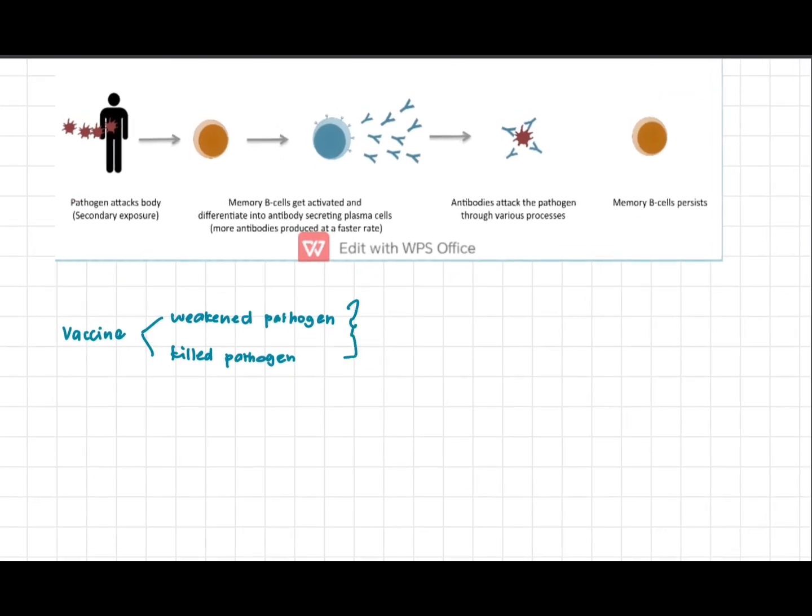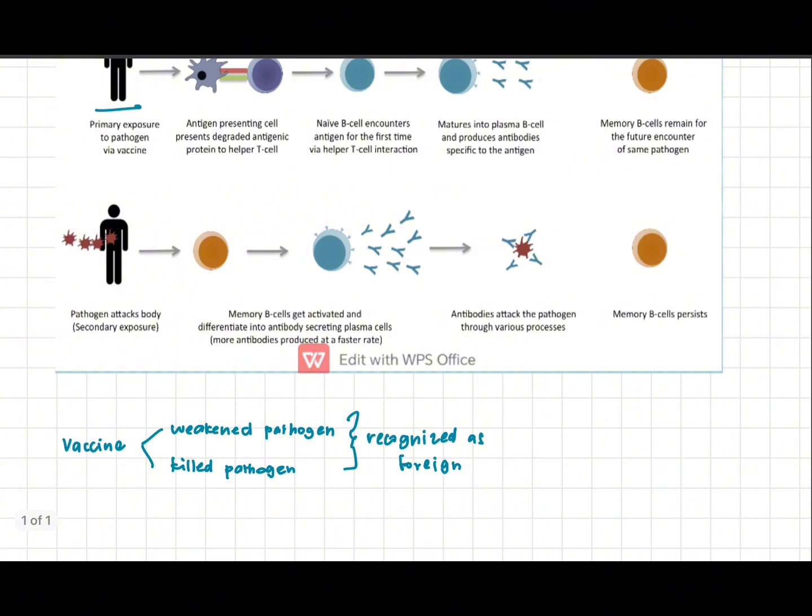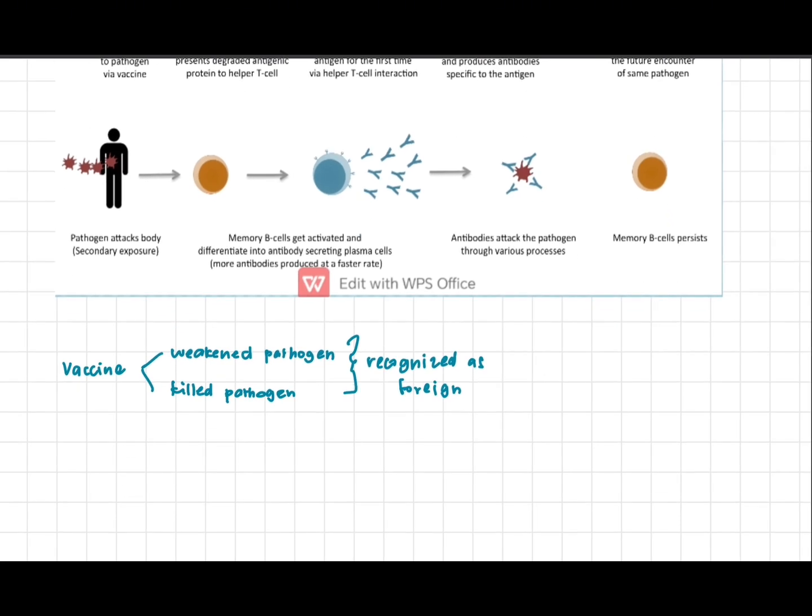It is then recognized as foreign. So the immune system responds to the antigen by initiating an immune response. This process involves a series of steps that lead to the production of specific antibodies, which can identify and neutralize pathogens.